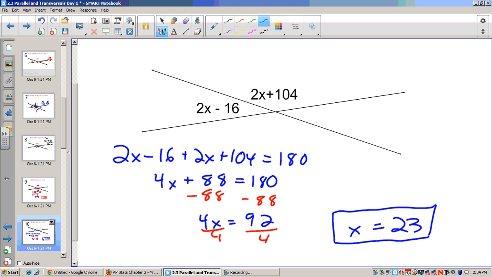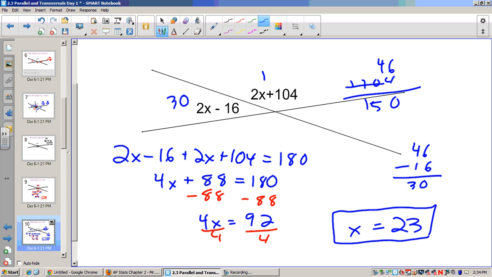Again, 23 is not either of these angles. In order to find these angles, we do 2 times 23, which is 46. 46 minus 16 is 30. Now, if this is 30, this one better be 150 because they should be supplementary. So let's plug it in. 2 times 23 is 46. 46 plus 104 is 150. Wonderful. So we know that one works out.